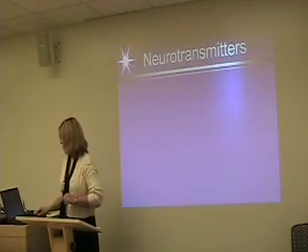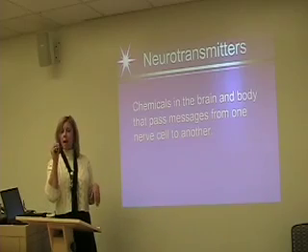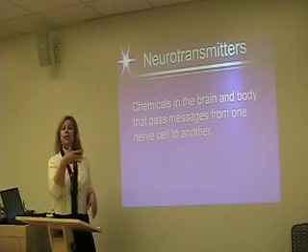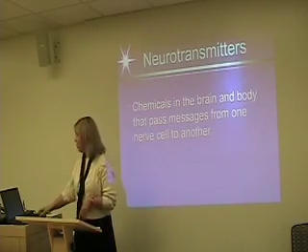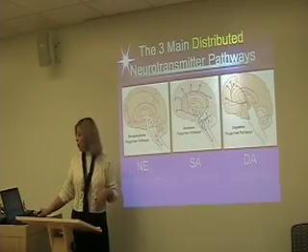And you may remember that the definition of a neurotransmitter is a chemical in the brain and body that passes messages from one nerve cell to another. And they're very important in terms of communicating to the whole body.